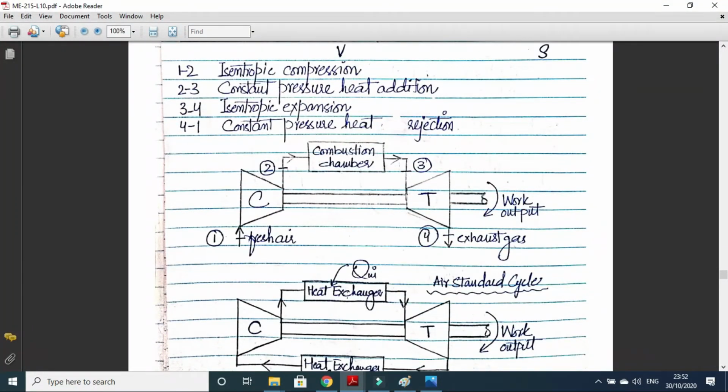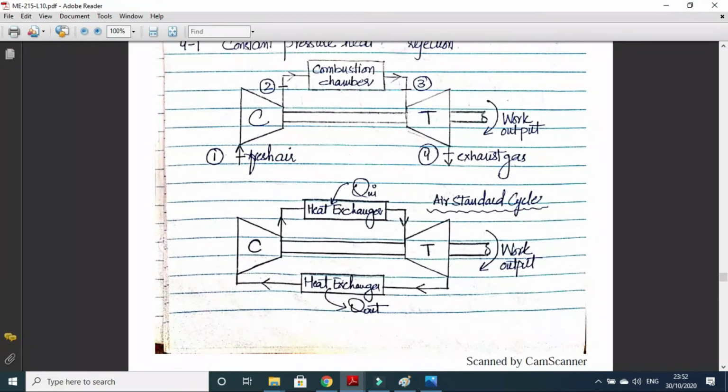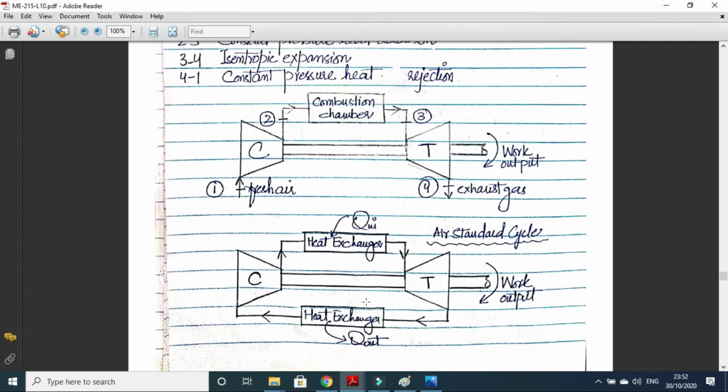this process, the heat addition process, as a constant pressure heat addition process, because we can assume that there is a negligible pressure loss in the heat exchanger. So we can assume that it's a constant pressure heat addition process. 3 to 4 is isentropic expansion, and 4 to 1 is a constant pressure heat rejection process. So this is also a heat exchanger, and we can assume that there is a negligible pressure loss, and the heat rejection process is a constant pressure heat rejection.